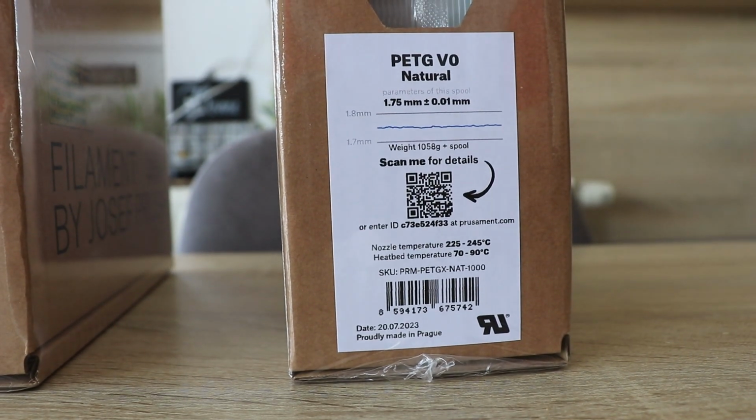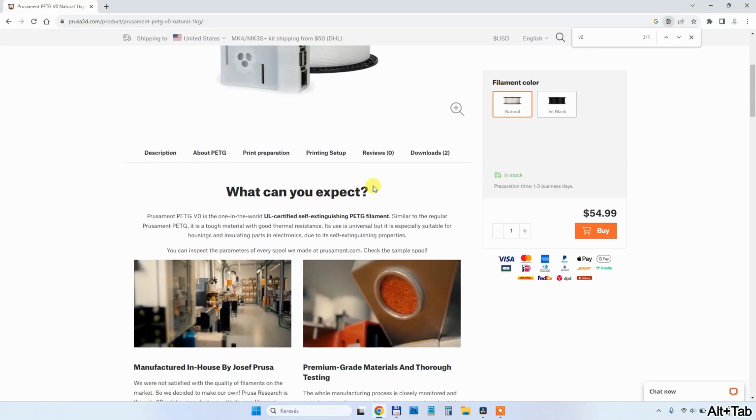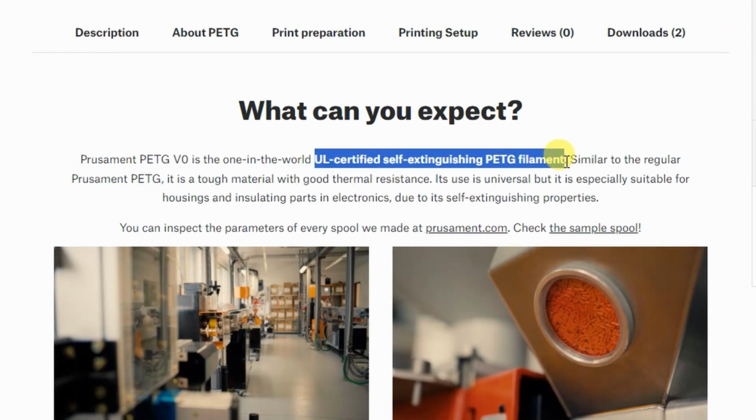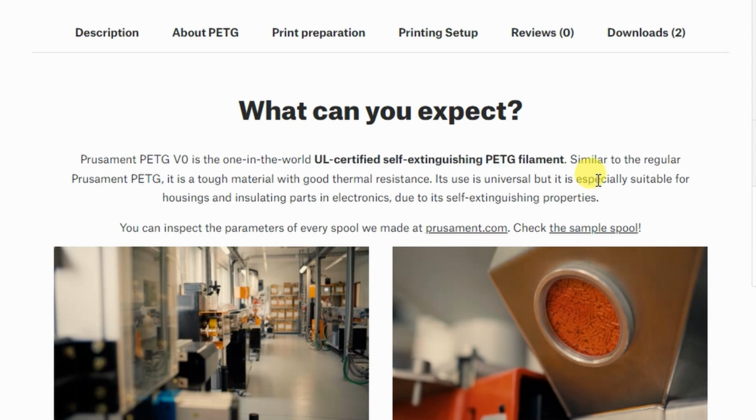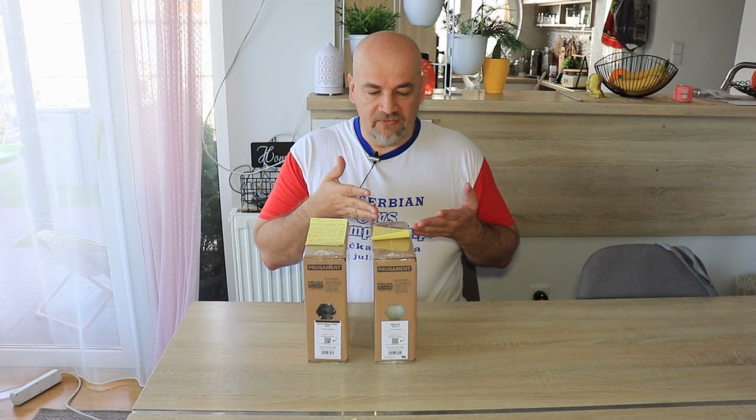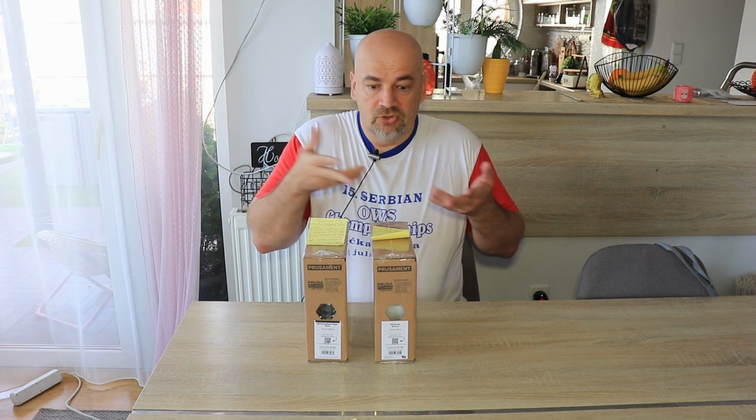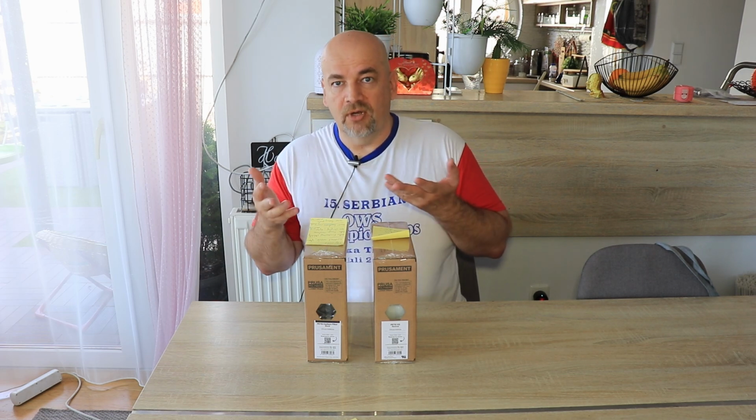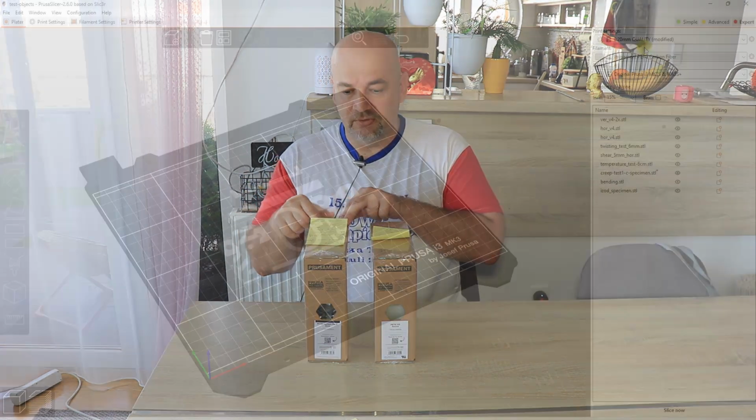According to the website, it is a UL certified self-extinguishing PETG filament. It is very suitable for housings and insulating parts in electronics. In this video, I'll compare these two filaments, but it is not really a direct comparison. If you need this self-extinguishing property, then you should use V0. If you don't need this property, you should use regular PETG or the carbon fiber version.